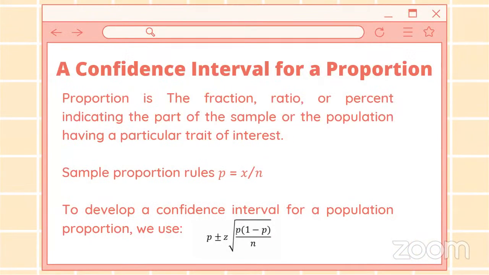A confidence interval for a proportion. A proportion is the fraction, ratio, or percent indicating the part of the sample or the population having a particular trait of interest. Here are the sample proportion rules. And to develop a confidence interval for a population proportion, we use this formula as shown in the video.